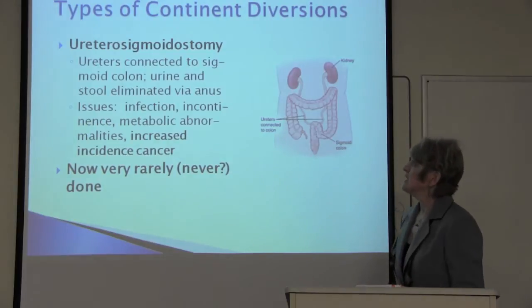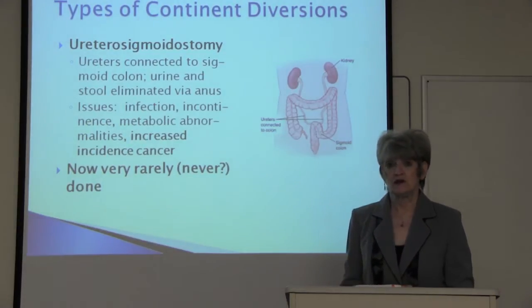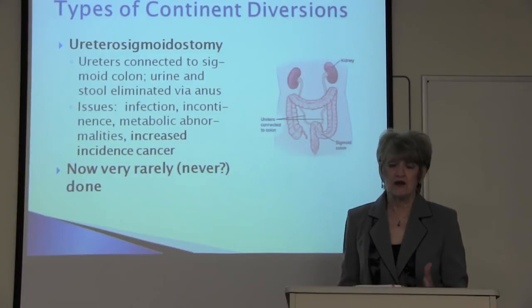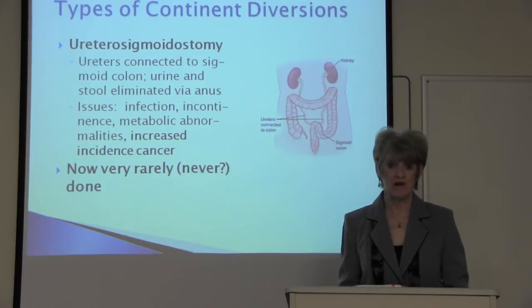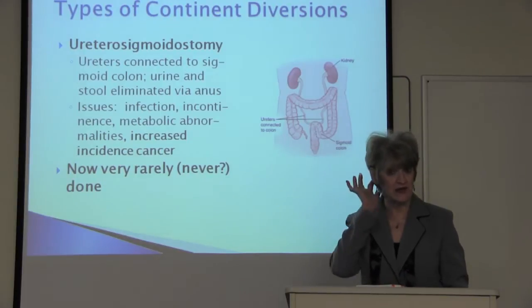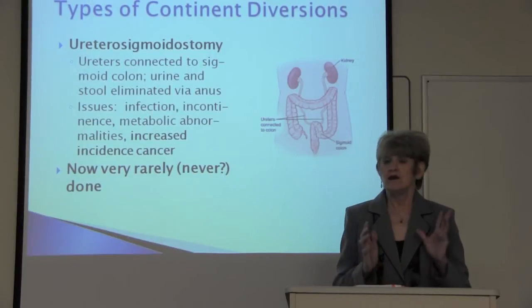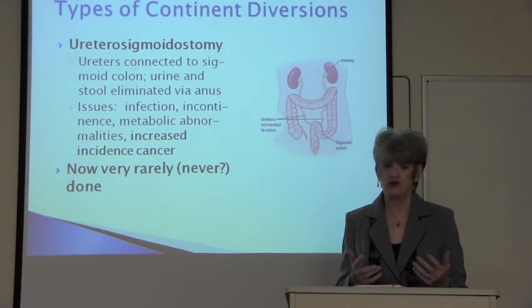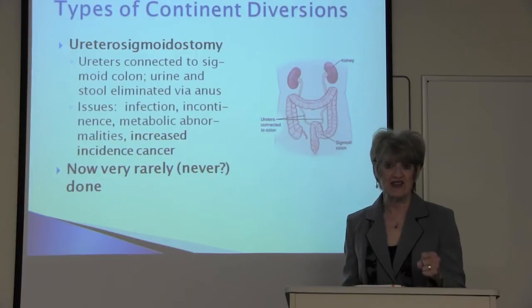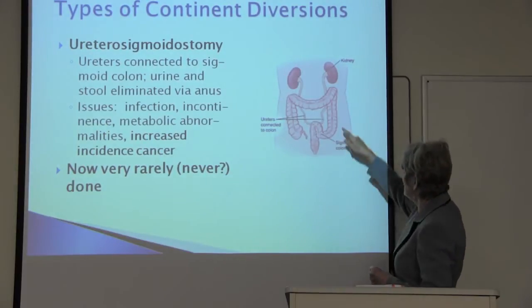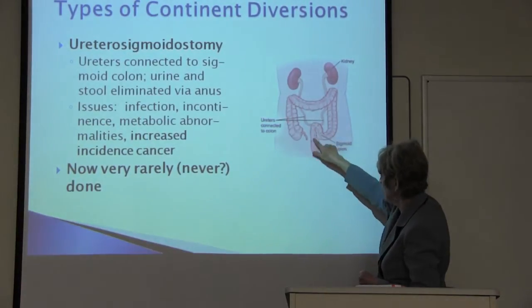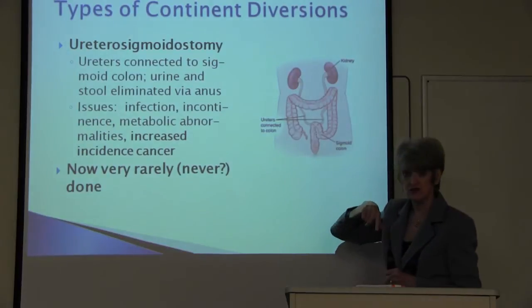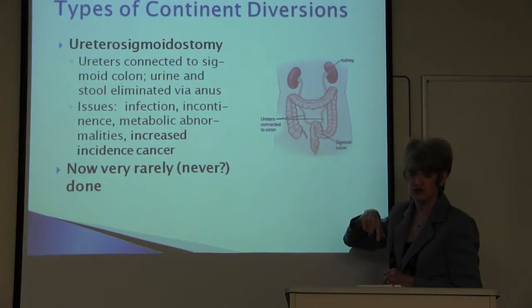Here's the concept. If you have a patient who requires removal of the bladder, simply connect the ureters to the sigmoid colon. Now, I'm sure when they came up with this idea, it seemed brilliant, because what they were thinking is you already have the rectum, which serves as a reservoir. You already have the anal sphincters, which provide continence. So why don't we just connect the ureters into the sigmoid colon, let the urine drain into the rectosigmoid, and allow the anal sphincters to control elimination of both stool and urine.